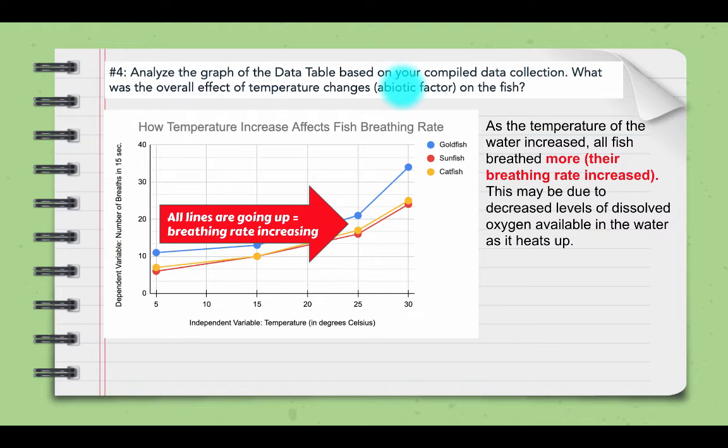Then we looked at what was the overall effect of temperature changes on the fish. As the temperature of the water increased, all fish breathed more, or their breathing rate increased. This may be due to the decreased levels of dissolved oxygen available in the water as it heats up. So, same graph, but we can see that the data trends show that all three lines, all three fish breathing rates, increased as we increased temperature.